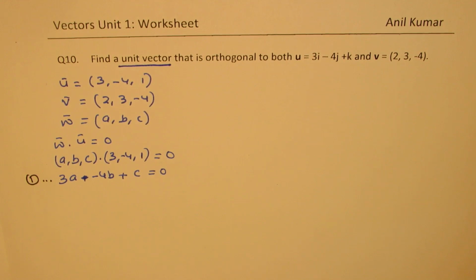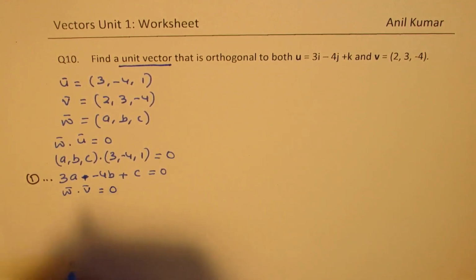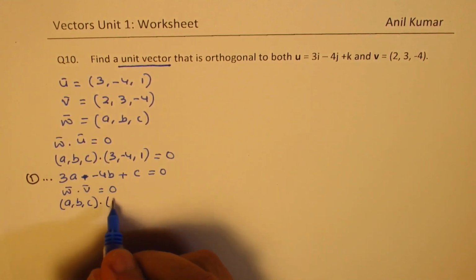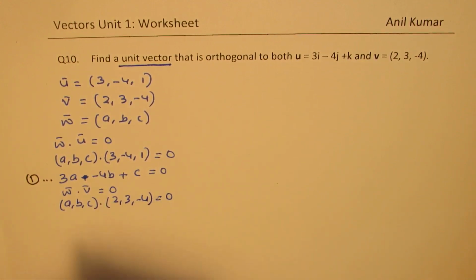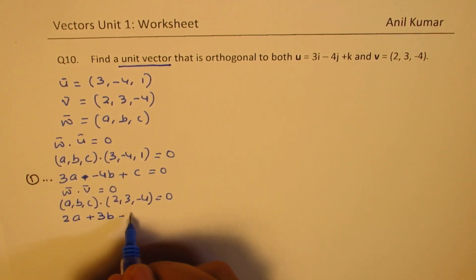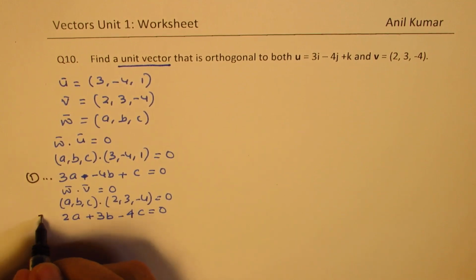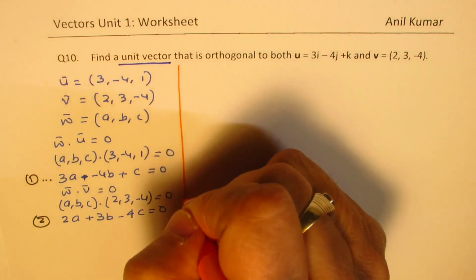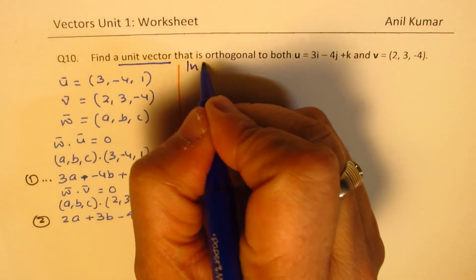The second equation we are going to get by writing the dot product of v with w, and that gives you (a, b, c) dot (2, 3, -4) equals 0. And the equation will now be 2a plus 3b minus 4c equals 0. So we have now two equations. However, there are three variables to calculate, so we expect infinite solutions.